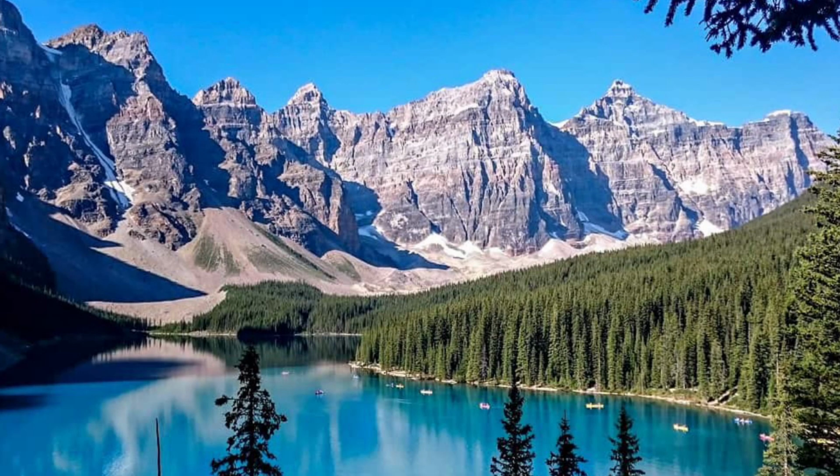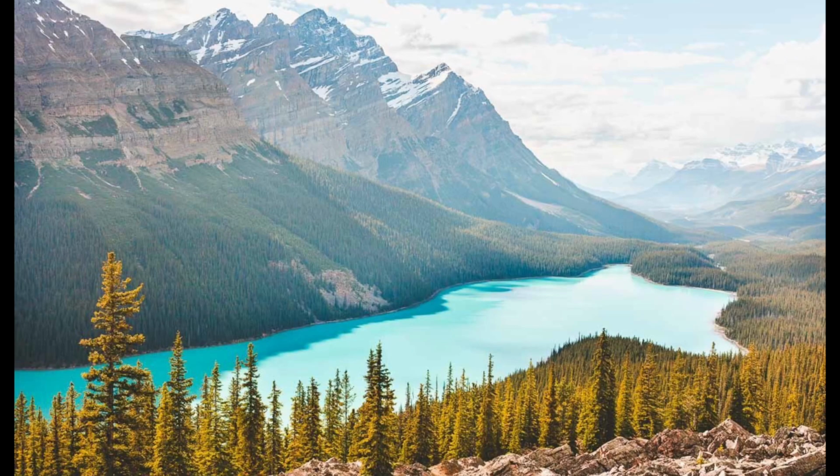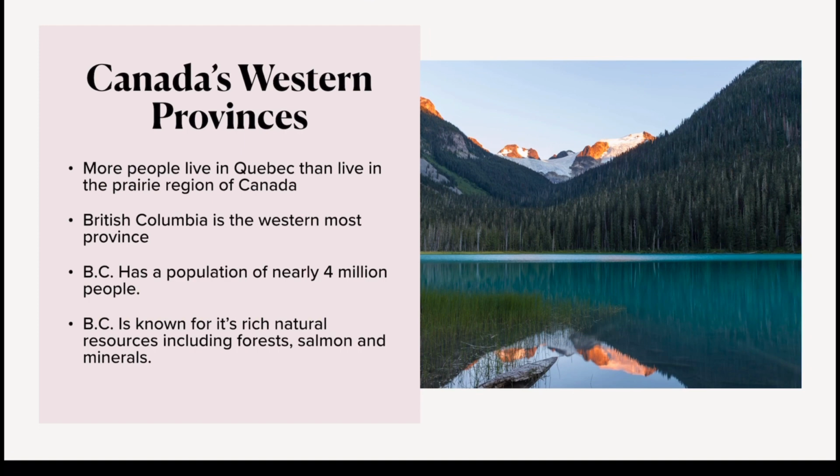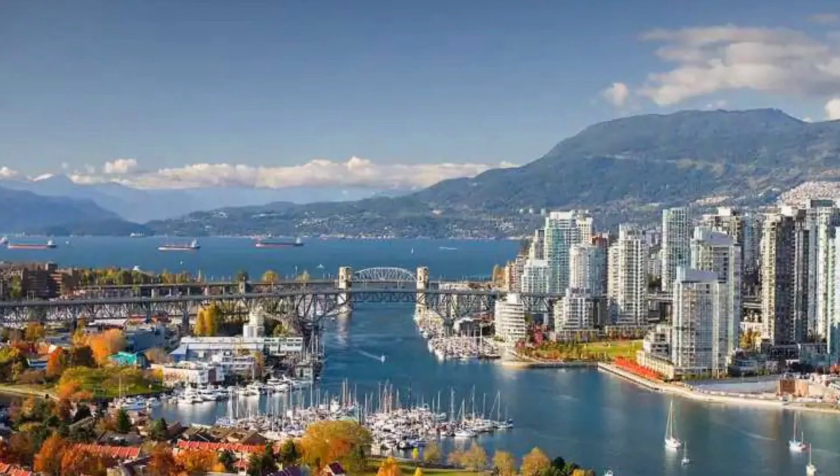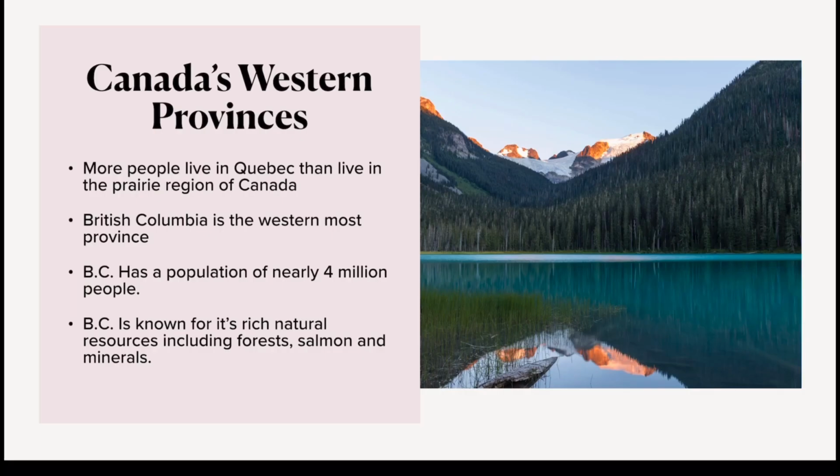The beauty of the Canadian Rockies attracts many visitors to national parks in western Alberta and eastern British Columbia. British Columbia is Canada's westernmost province and home to almost 4 million people. The province is rich in natural resources, including forests, salmon, and valuable minerals. Nearly half of the province's population lives in and around the coastal city of Vancouver. Their location on the Pacific coast facilitates trade with countries in Asia.